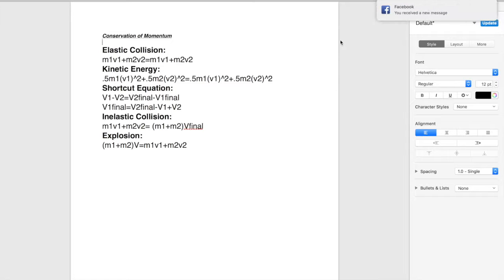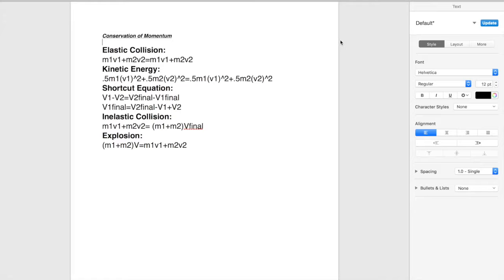So in the first, elastic collision, we have the equation mass 1, velocity 1 plus mass 2, velocity 2 has to equal, after the collision, mass 1, velocity 1 and mass 2, velocity 2 following the collision. We're also given a kinetic energy formula, which is also similar to elastic collision. You must have the same amount of energy before the system as after the system.